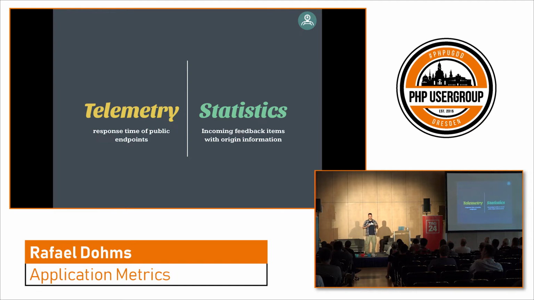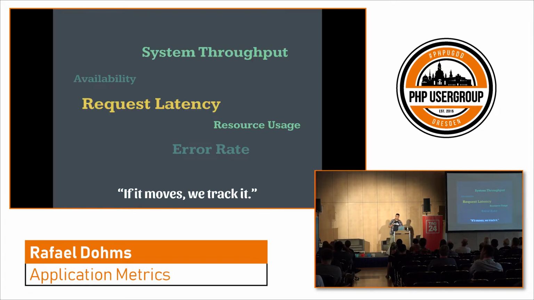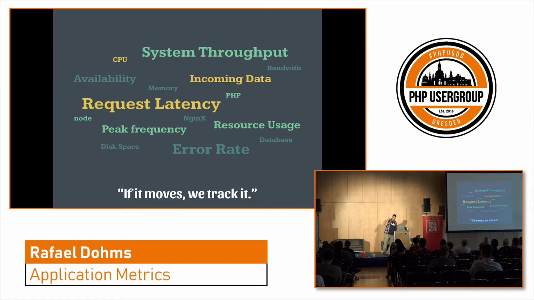So understanding how these things work is really important for the business. But then we go back to what Etsy said. He said, okay, if it moves, we track it. So you can track things like system throughput and request latency, is my system available, the error rates. But then you remember, you can also do that for the CPU, for PHP, for your memory. You can find peak frequencies, you can find your node stuff.